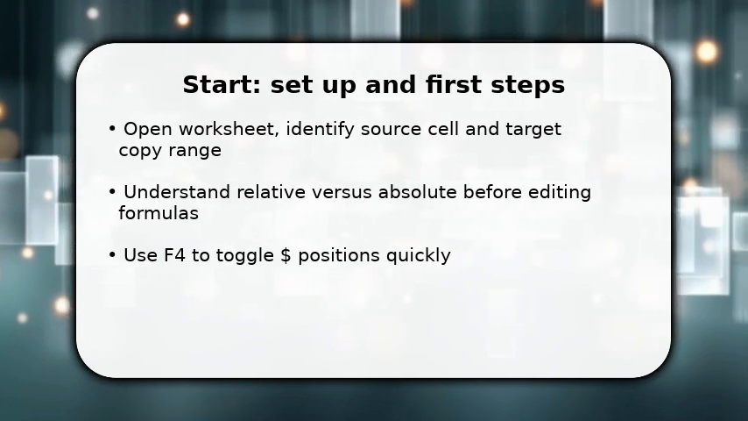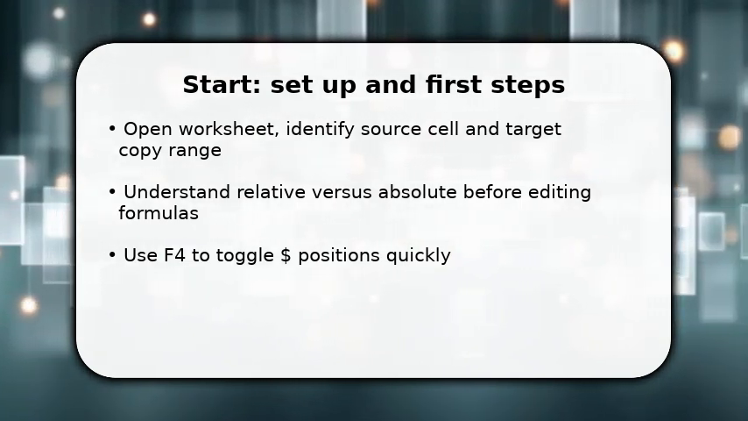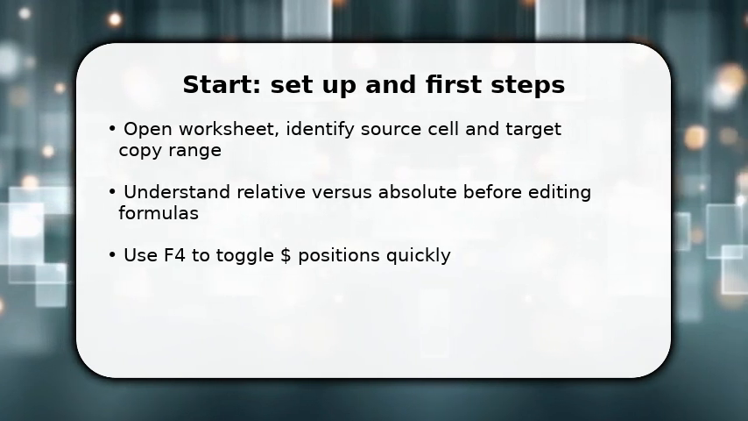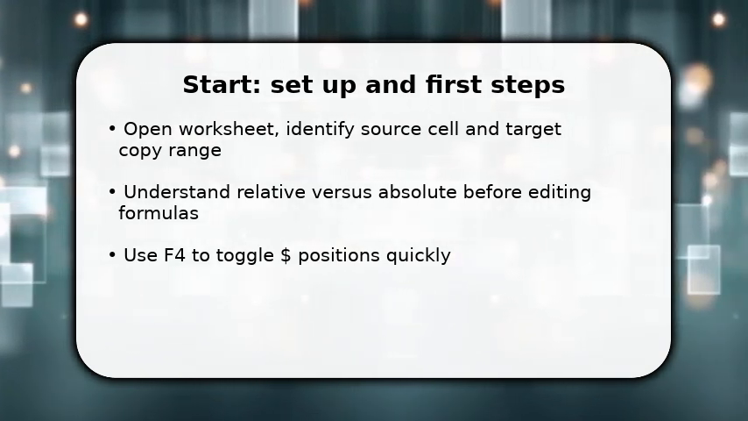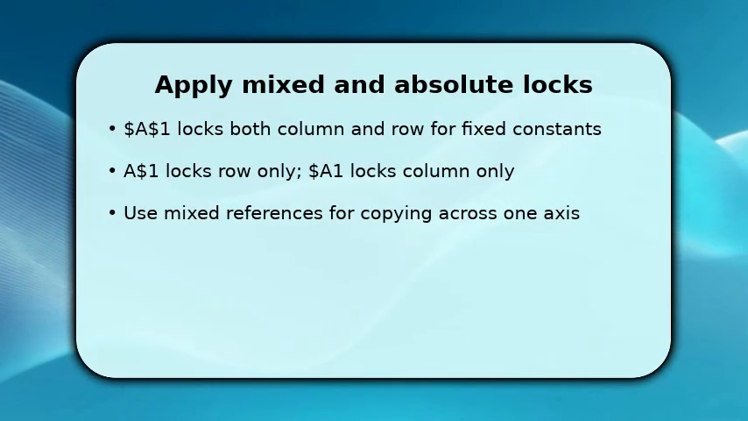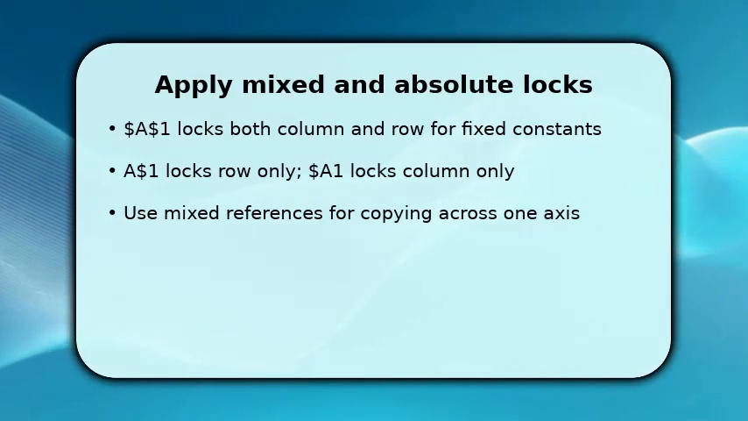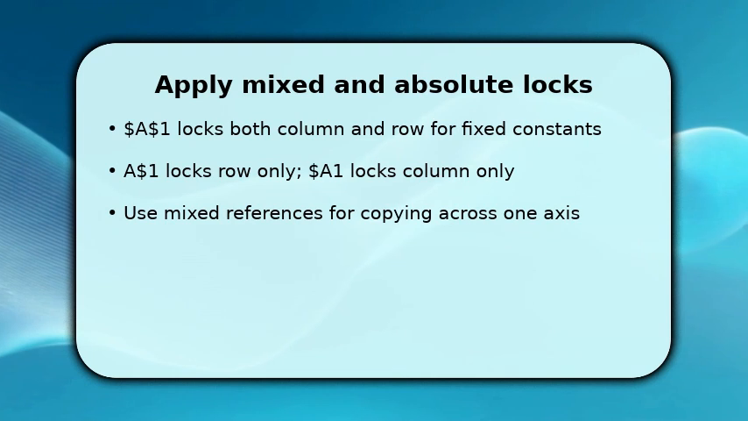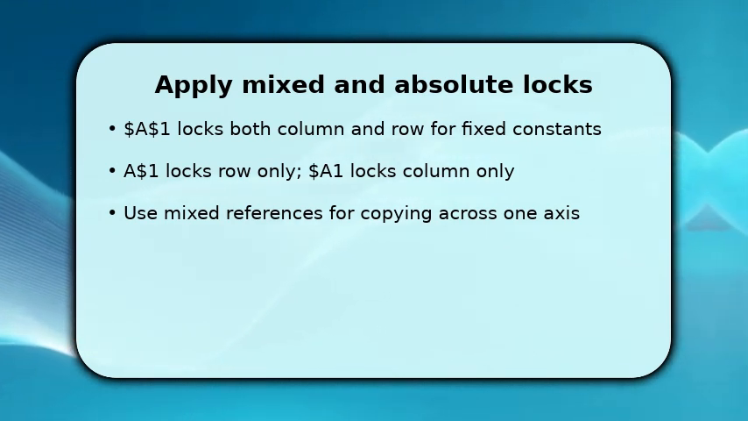Make sure to lock exactly what must remain constant, so totals or lookup anchors don't shift when you copy formulas across rows or columns. Now apply the right lock type. Use $A$1 when the reference must never change, A$1 when copying vertically while keeping the row fixed, and $A1 when copying horizontally but keeping the column fixed.